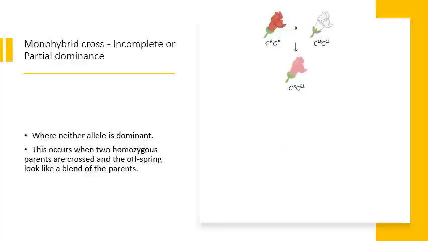In this monohybrid cross, we're going to explore the concept of incomplete or partial dominance. Now, what does that mean? It means that neither allele is dominant. So we don't have a dominant allele masking a recessive allele. How do we then write this?